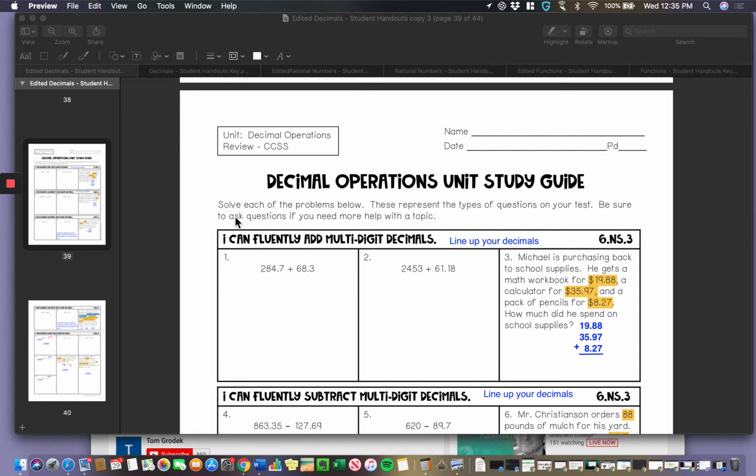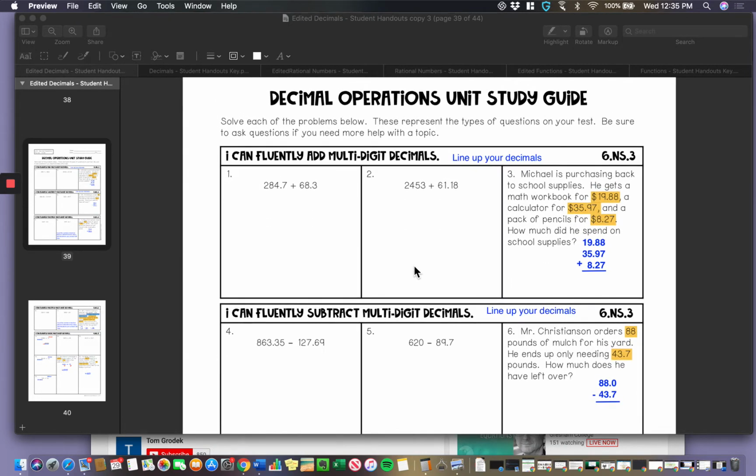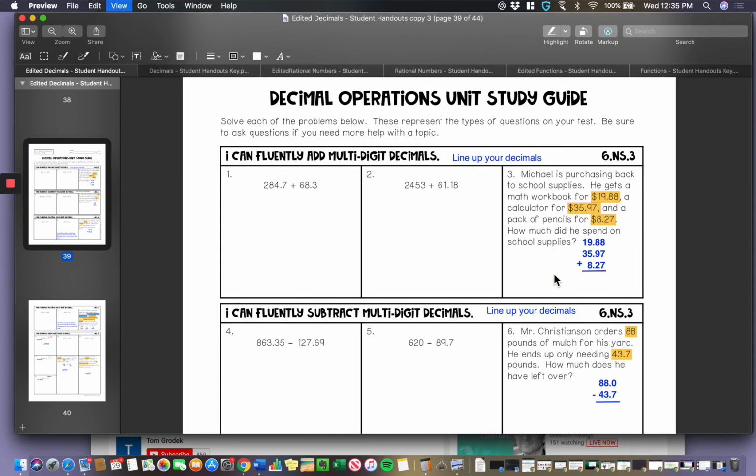So, solve each of the problems below. These represent the types of questions on your test. Be sure to ask questions if you need more help with the topic. So email me if you do need help with this. Alright? Because these are old lessons, you can always go back and review old videos, okay? But first and foremost, let's look at a couple of these problems right here.